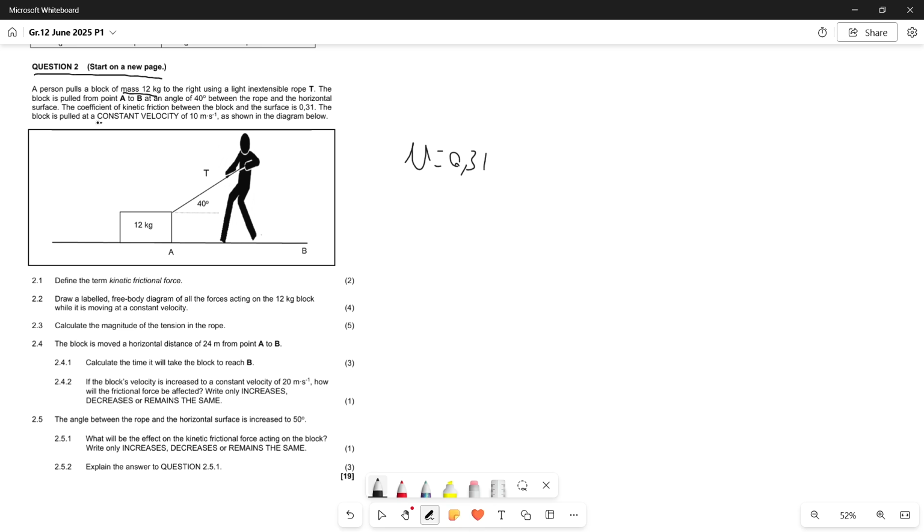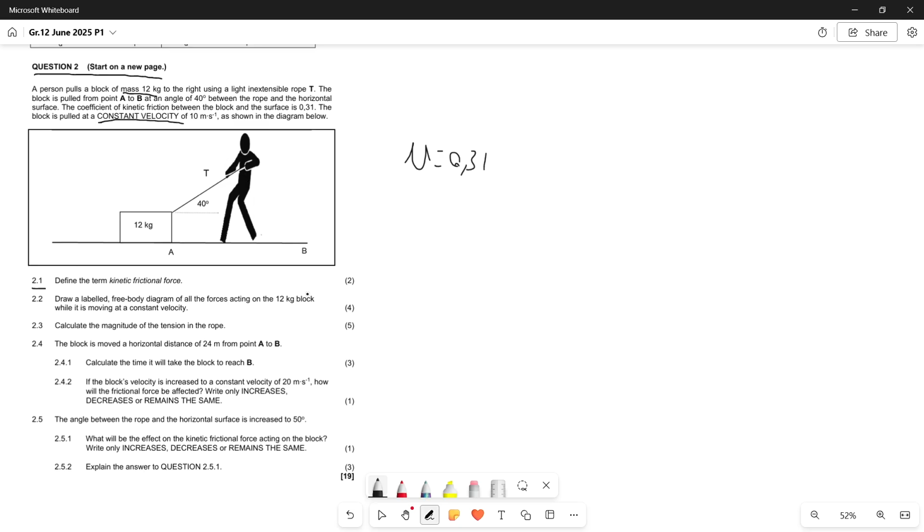The block is pulled at a constant velocity. Okay, they are shouting at us. That is important to note, which means there is no acceleration in this system. Okay, of 10 meters per second to the -1 as shown in the diagram below. So here is the guy, here's the block, there's the mass, we are good to go.